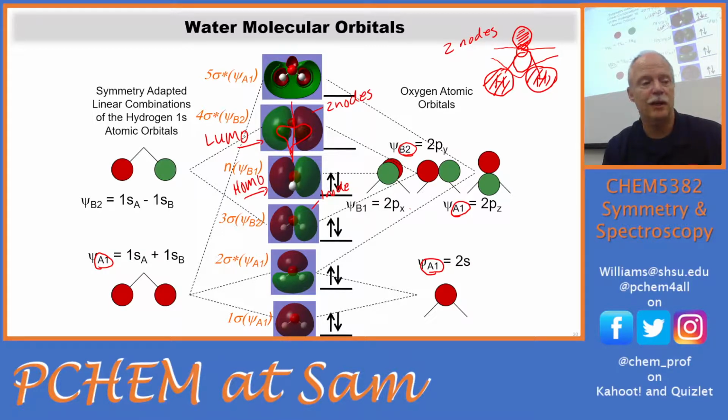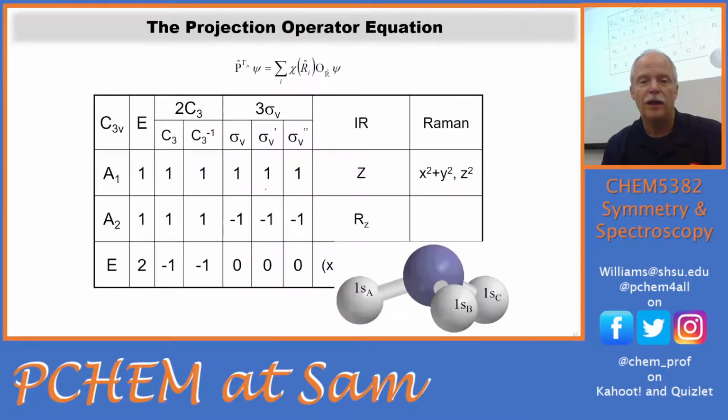Molecular orbital energy diagram. Let's go ahead and do this projection operator for ammonia. It's a little bit more complicated molecule. Now, if you'll notice from the character table, I've expanded this quite a bit. In the character table, it says 2C3. Well, in order to show where that 1s orbital goes, I need to split that apart and show it's the C3 and the C3 minus 1.